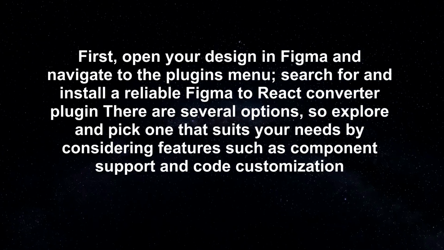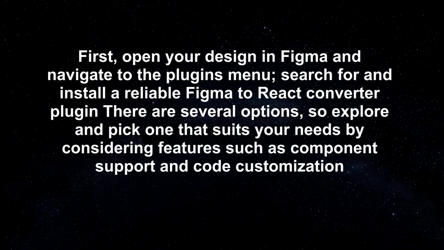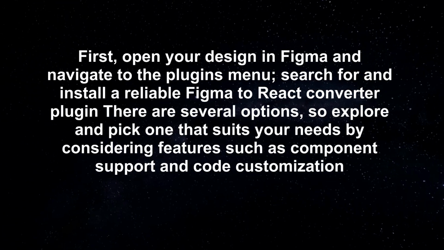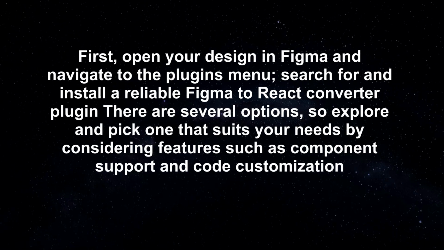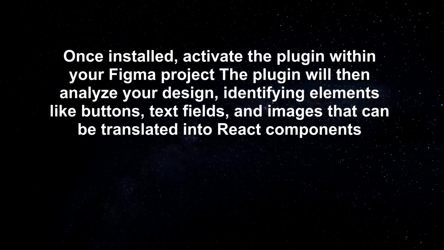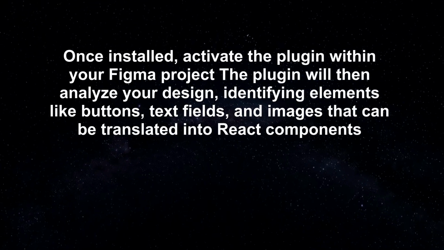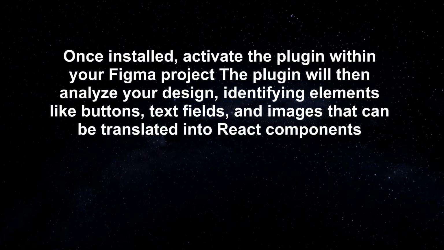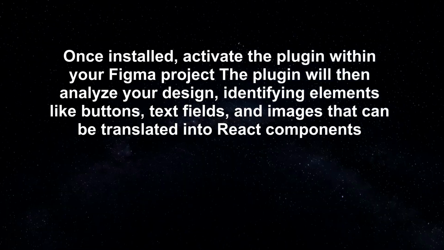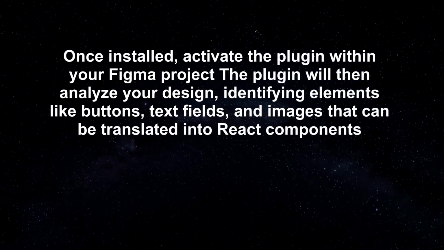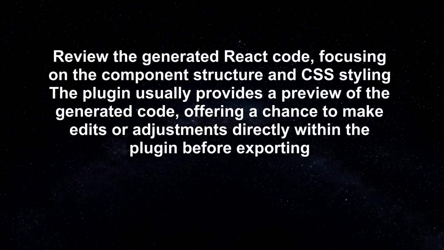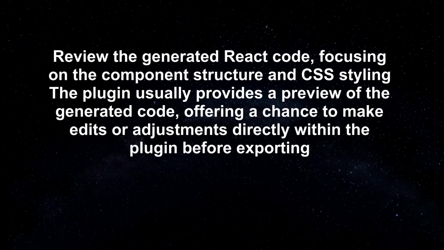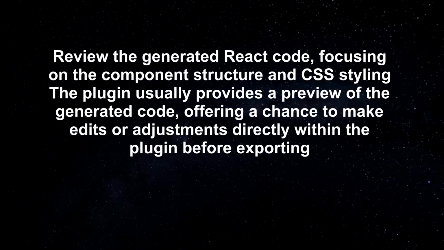There are several options, so explore and pick one that suits your needs by considering features such as component support and code customization. Once installed, activate the plugin within your Figma project. The plugin will then analyze your design, identifying elements like buttons, text fields, and images that can be translated into React components. Review the generated React code, focusing on the component structure and CSS styling.